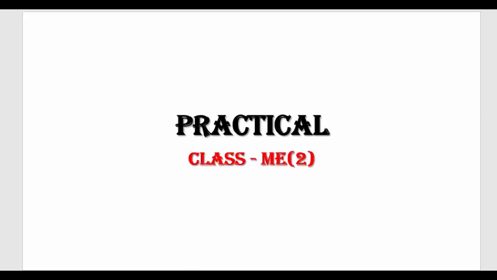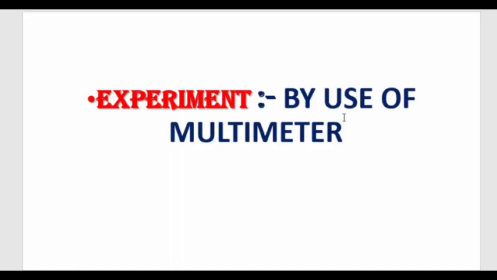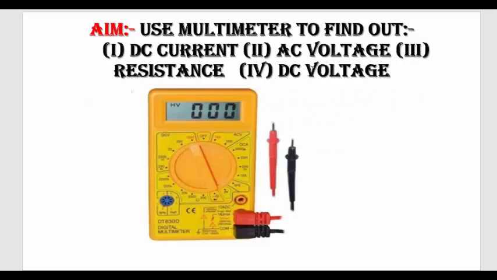In this lecture, we have to discuss a practical. The practical consists of using a multimeter to find the values of some quantities. The experiment name is by use of multimeter, we have to find out DC current, AC voltage, resistance and DC voltage.